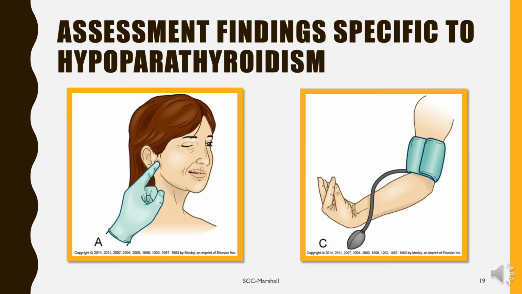Checking for a positive Chvostek or positive Trousseau sign might be something that we would assess for with our patients who we suspect have hypoparathyroidism. And hopefully you will remember these tests because we talked about them during our fluid and electrolyte content. And we know that these tests are positive when a patient has hypocalcemia, and hypoparathyroidism is the most common cause of a low calcium level. So it's quite common that we see positive findings in our patients with hypoparathyroidism.